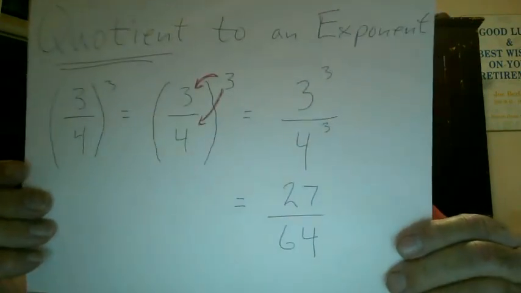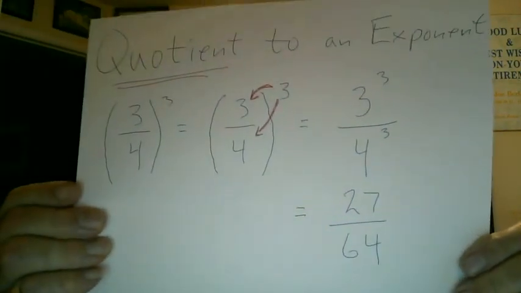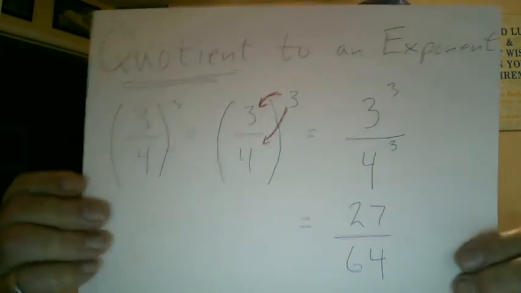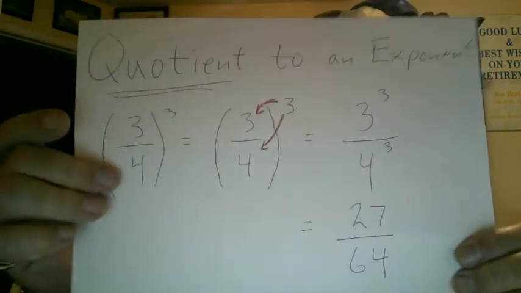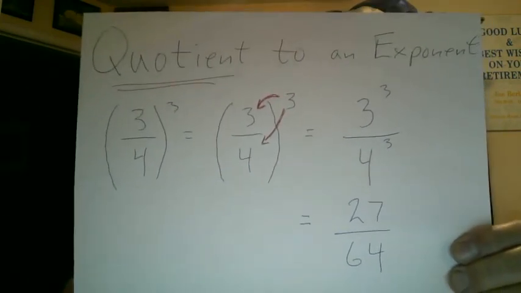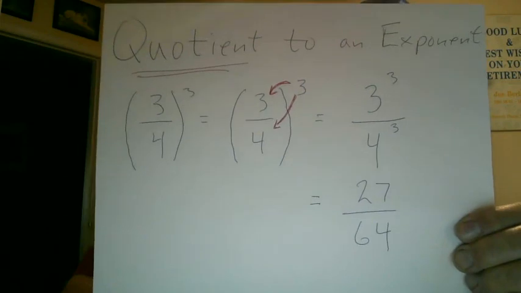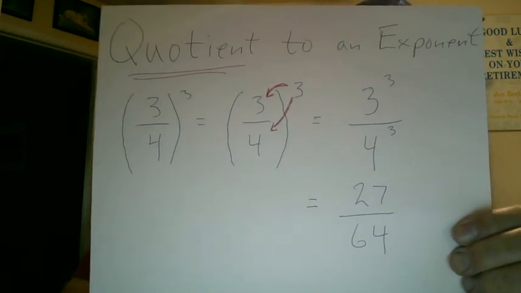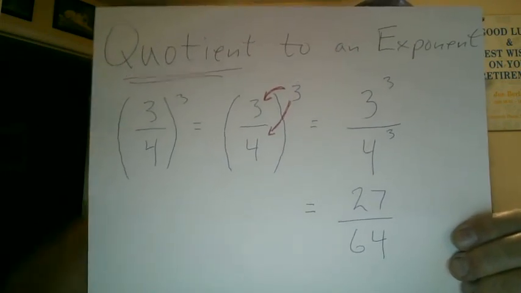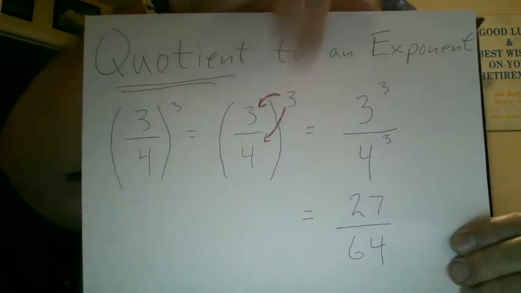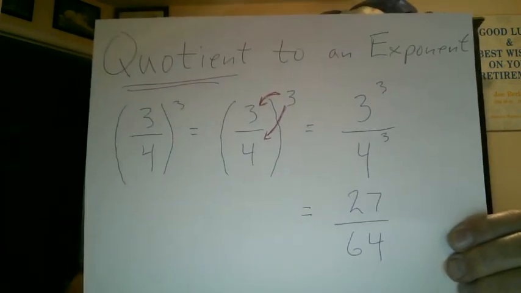Product means times. Quotient means divide. So now we have the quotient to an exponent. Quotient means divide. So as you can see, we've got 3 divided by 4, to the third power. That basically means that the 3 has the third power applied to it, and so does the 4.